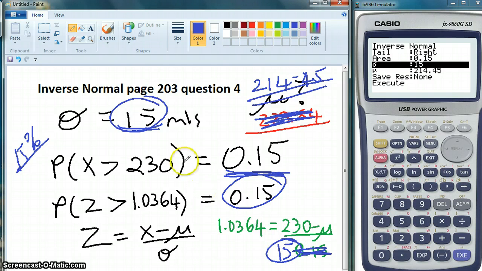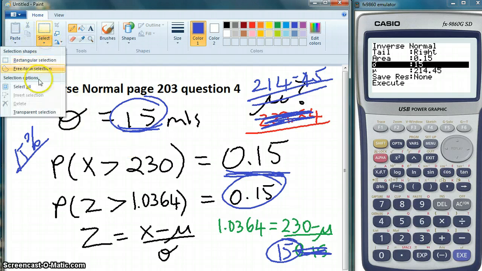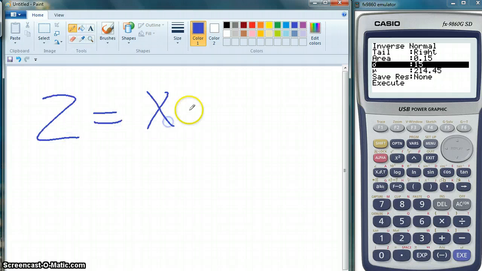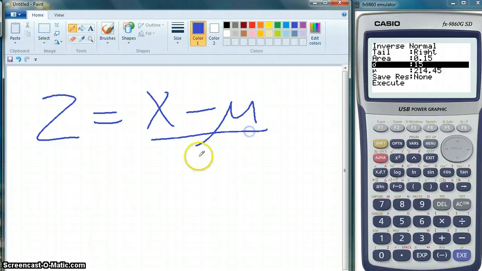Okay. So just looking back at that formula, that you should know kind of off by heart, Z equals X minus the mean divided by the standard deviation. There is no area in there. Okay?